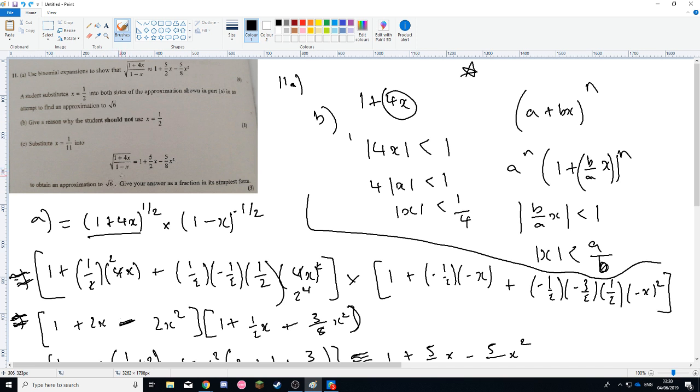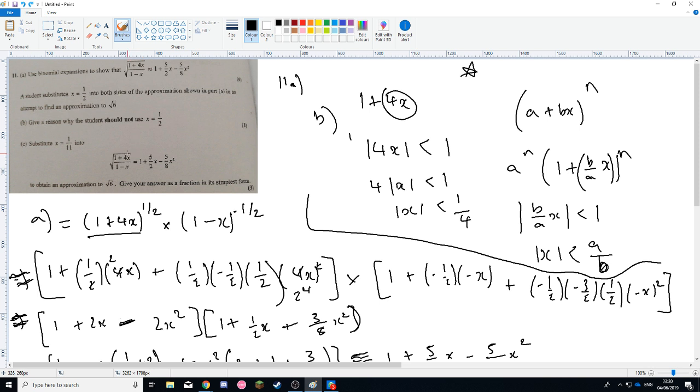Maybe substituting a value of x such that (1 plus 4x) over (1 minus x) is equal to 6. But the problem with that would be something like this. In fact, if you use x equals half, you do get 6. 1 plus 4 times a half, that's 1 plus 2, that's 3. Over 1 minus half, that's 3 over a half, that's 6. So that does give you root 6.